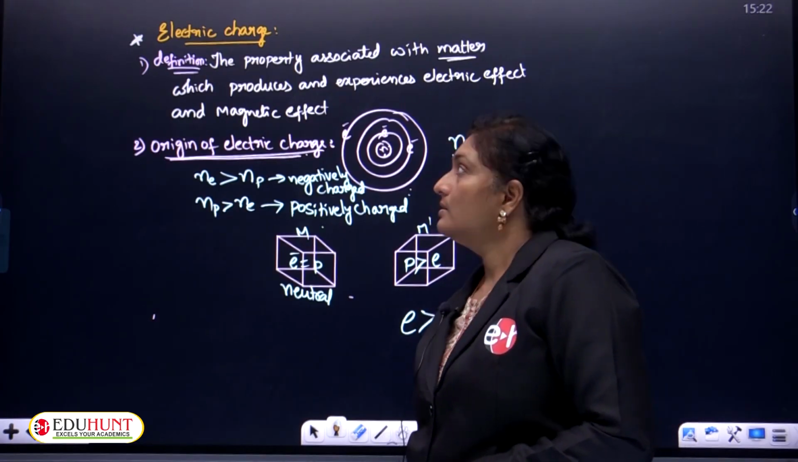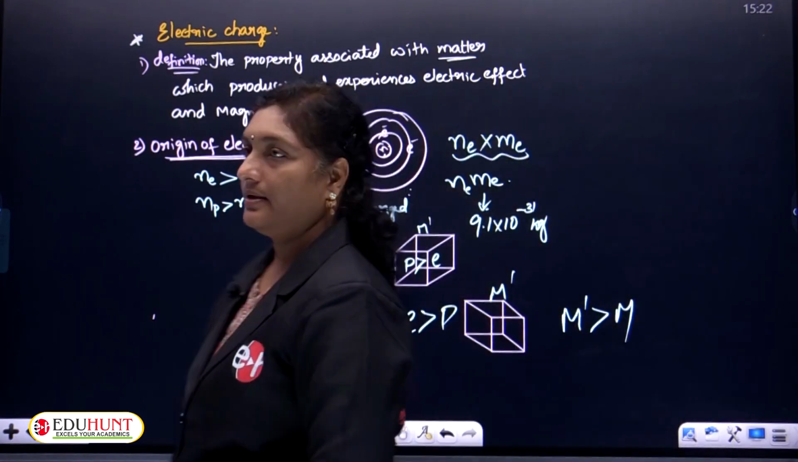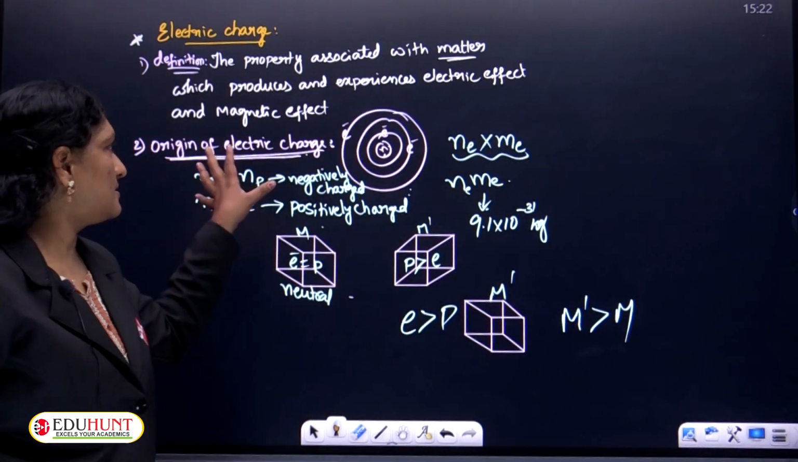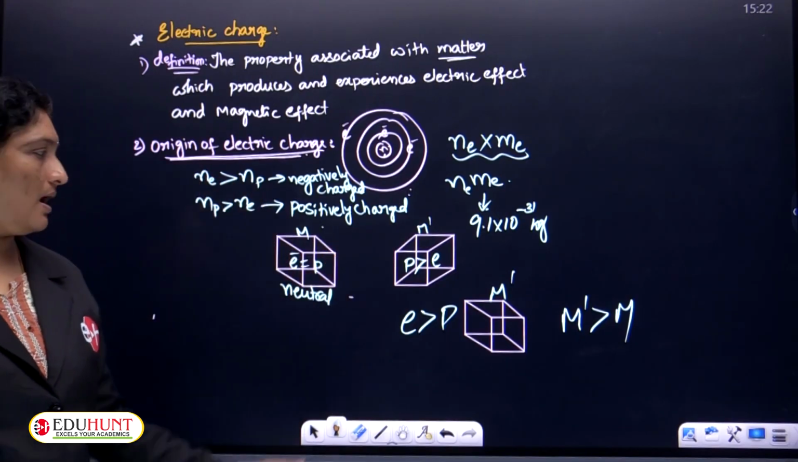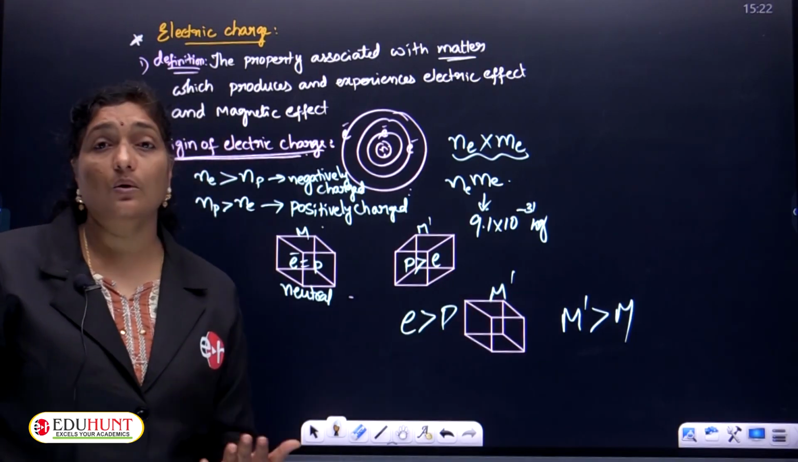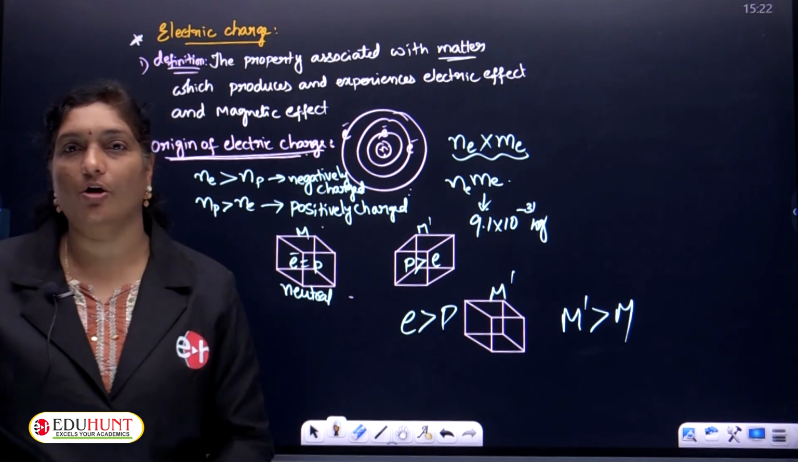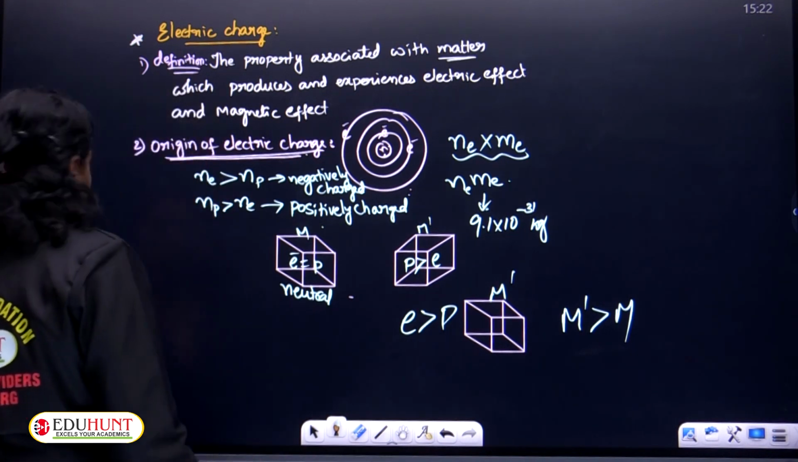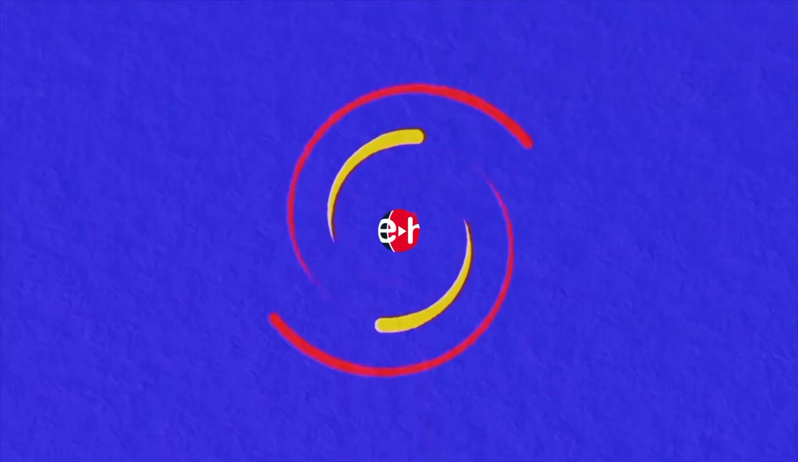Okay, children. So, this is all about a few properties of electric charges. That is how the electric charge is present, how the negative charge, how the positive charge, everything. So, now based on this, let us discuss in detail the types of charges. So, what is the next step? It's all about the types of charges.